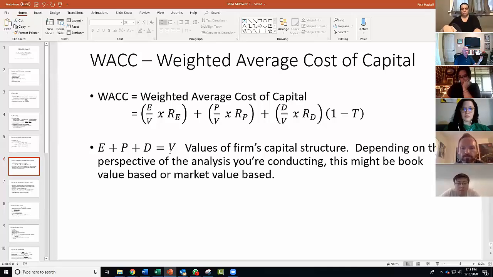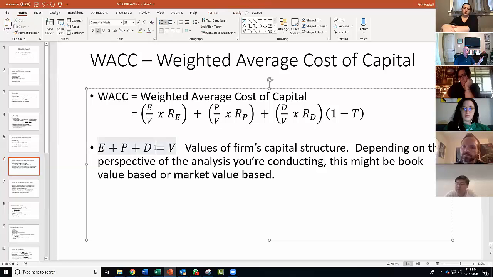Do not confuse this with enterprise value. We talked about that a little bit last week. It's a little bit different. Enterprise value would have been where I subtracted cash in this equation to get to enterprise value. V is not equal to enterprise value, or EV, okay? So these three variables are simply representing the company's capital structure, not its enterprise value.